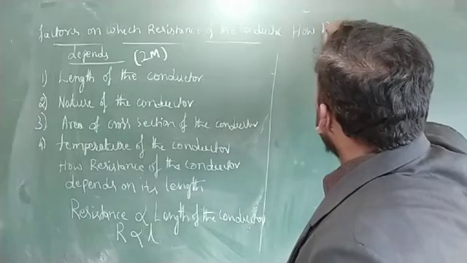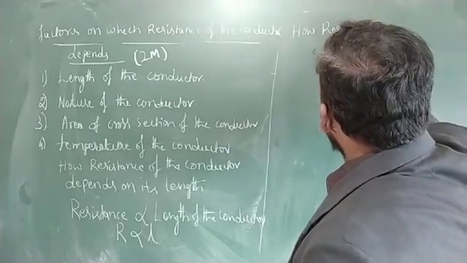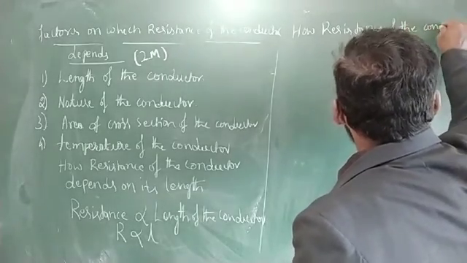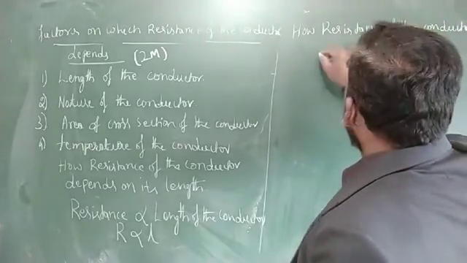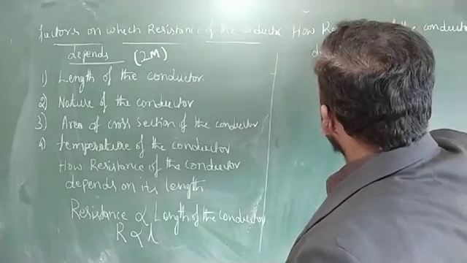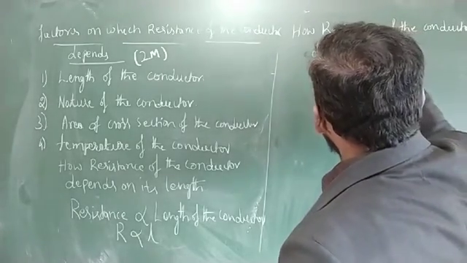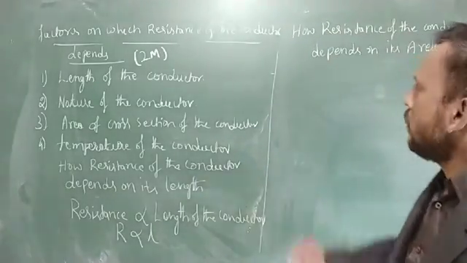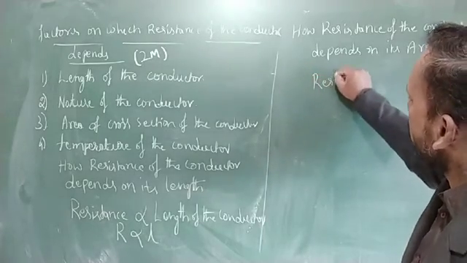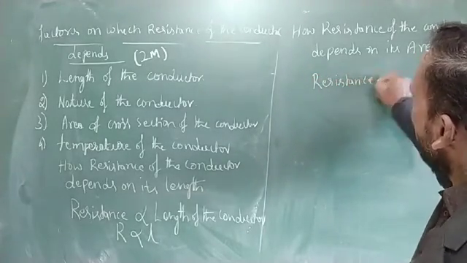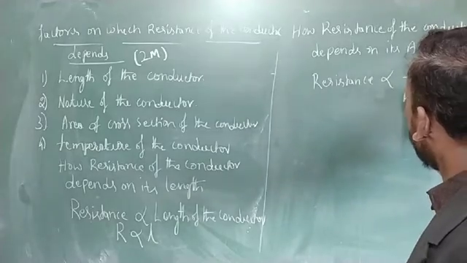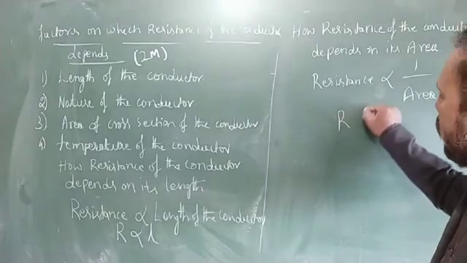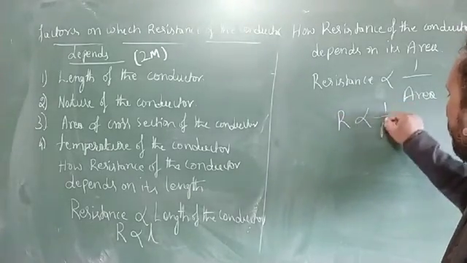How resistance of the conductor depends on its area. Therefore, resistance is inversely proportional to area. Therefore, R is inversely proportional to 1 divided by A.